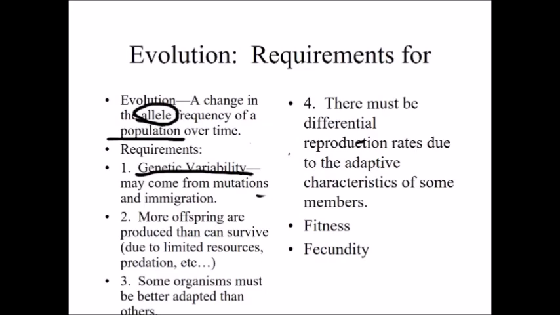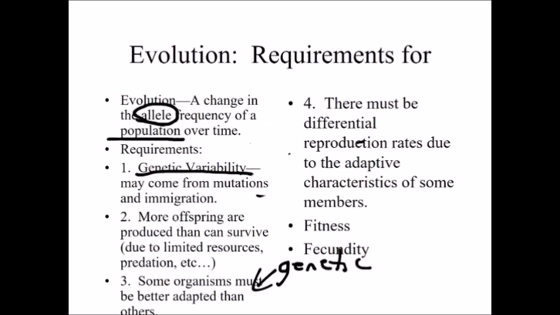Number three, some of the organisms are better adapted than others. And the most important thing is that these adaptations have to be genetic adaptations. Number four, there must be differential reproductive rates due to the adaptive characteristics of some of the members. Those with the better adapted traits maybe live longer, but more importantly, they have more offspring. And because they have more offspring, the allele frequency of their alleles increases. That's evolution.